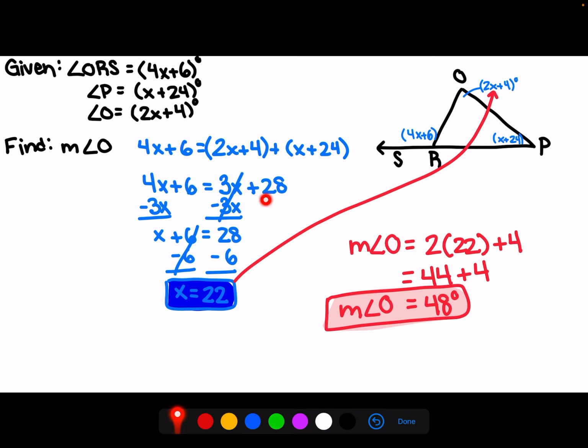Combining like terms, 2x plus x equals 3x. 4 plus 24 is 28. Subtracting 3x from both sides, I get x plus 6 equals 28. Subtracting 6 from both sides, we get x equals 22. Now again, we're trying to find the measure of angle O. So I plug 22 back in for angle O, and we have 2 times 22 plus 4 is equal to the measure of angle O. Well, 2 times 22 is 44, plus 4 is 48. So the measure of angle O is 48 degrees, and the value of x is 22.